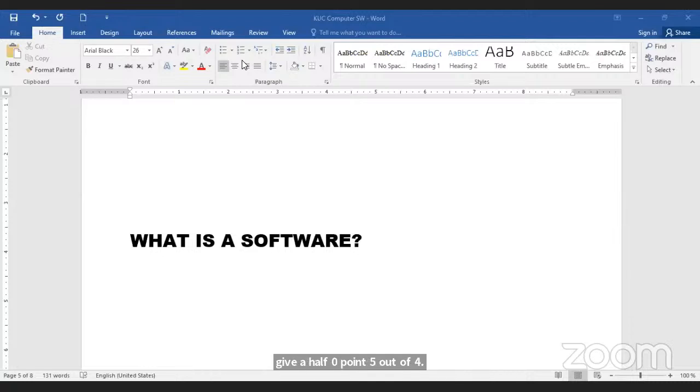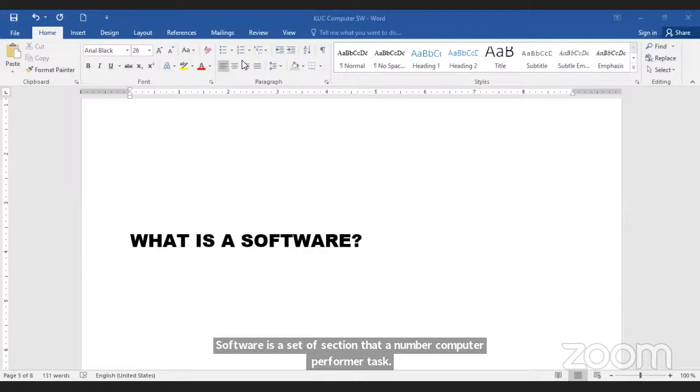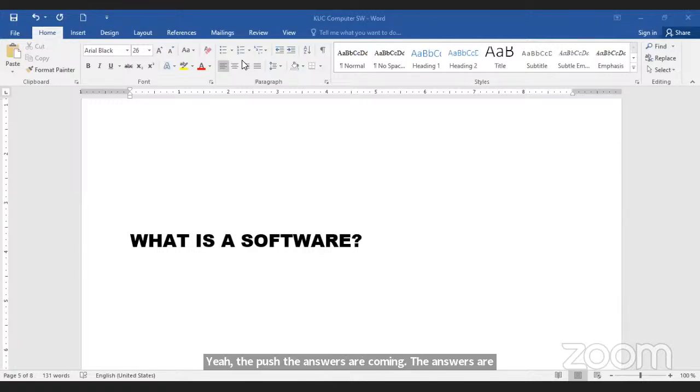So software is a set of instructions that enable a computer to perform a task. Yeah, the answers are coming. I want to give someone 4 marks. Most of you, the highest I can give is 3 out of 4. A set of instructions that make the computer perform various tasks, that is 2 out of 4.